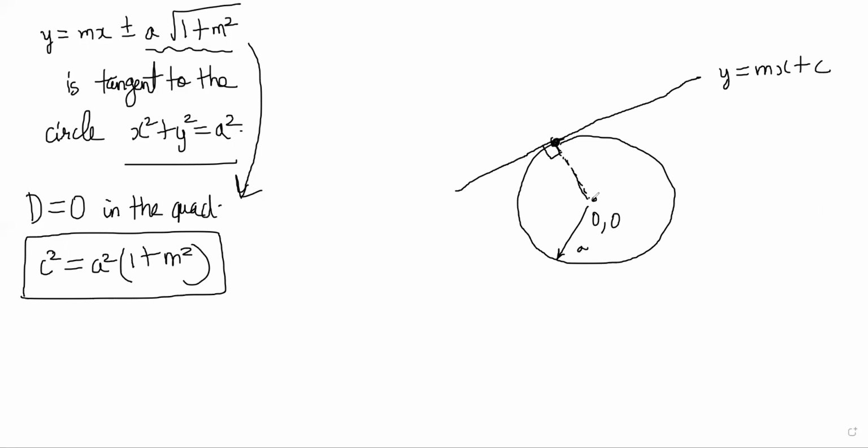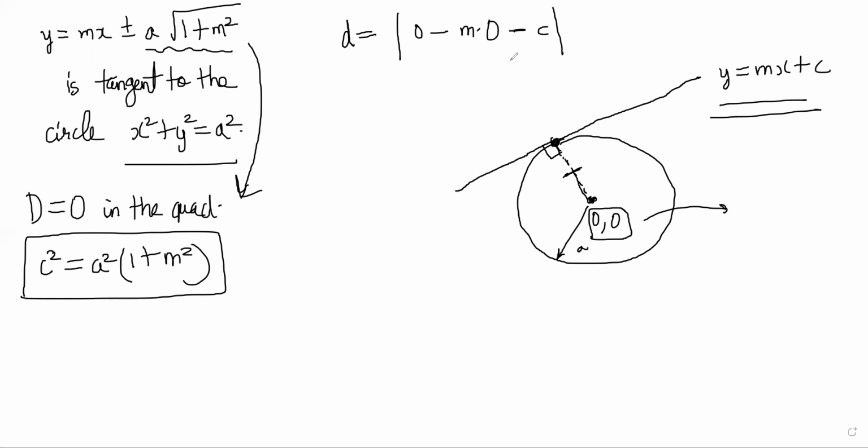And we can use point to line distance for that, right? So what we can say is, from the 0, comma 0 center, if I drop a perpendicular on the line, that will give me the distance from the center to that line, right? And that distance, according to the formula, is mod of 0 minus m into 0 minus c, by root over 1 plus m square, right?